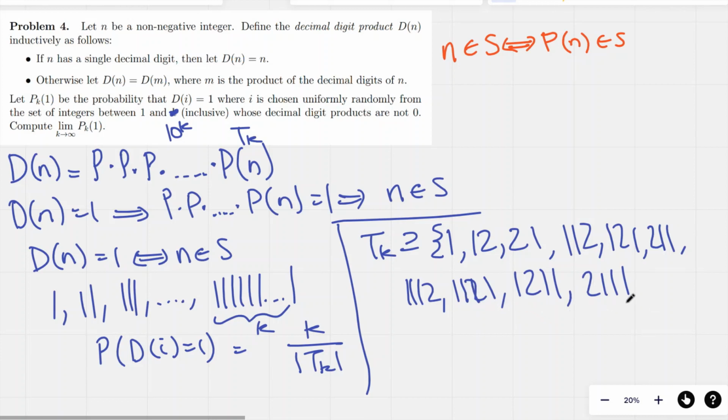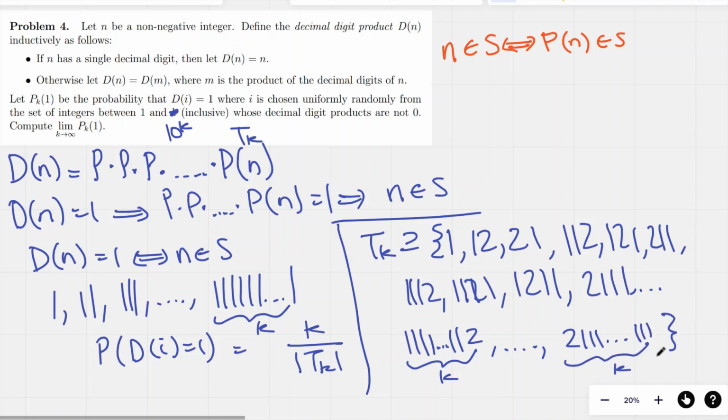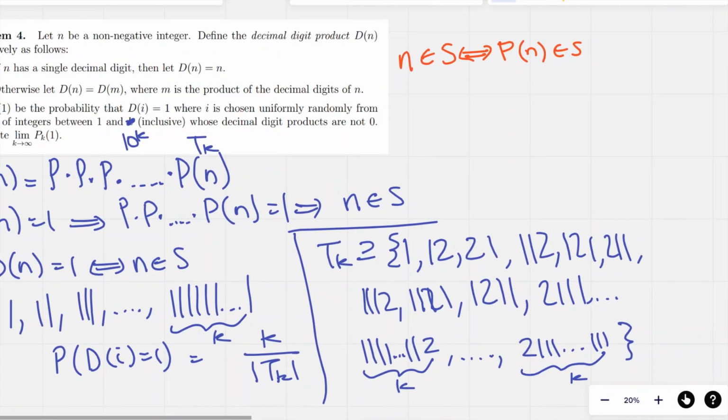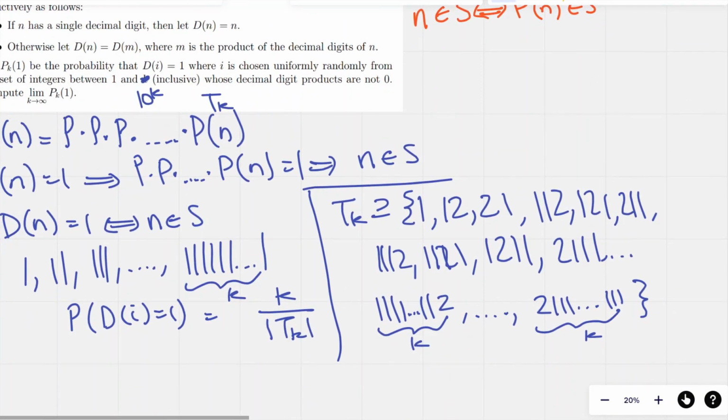And I can keep doing this until I hit the k-digit numbers. So the number that's a bunch of 1s and ends in a 2, with k digits there, all the way through to the number which begins with a 2 and then has k minus 1 ones after it. So k digits in total. And so I know that T_k is certainly going to contain each of these numbers, because the decimal digit product of each of these numbers is 2, except apart from the first one, which obviously is 1. If I want, I can change that to 2.